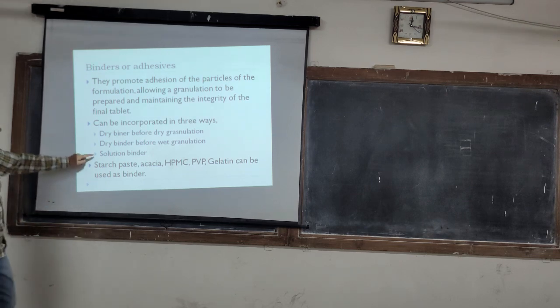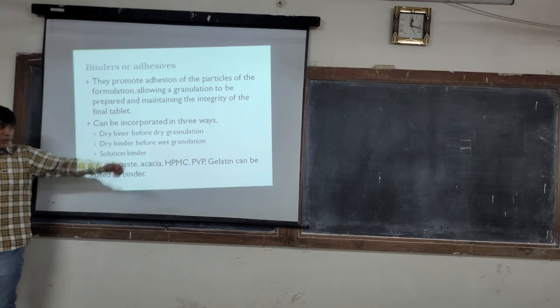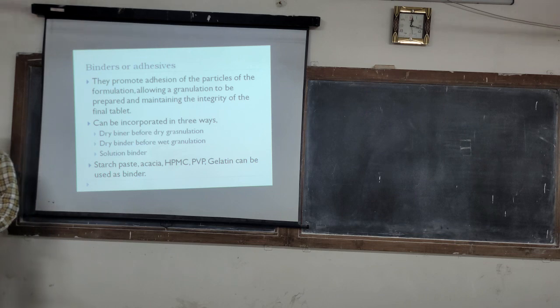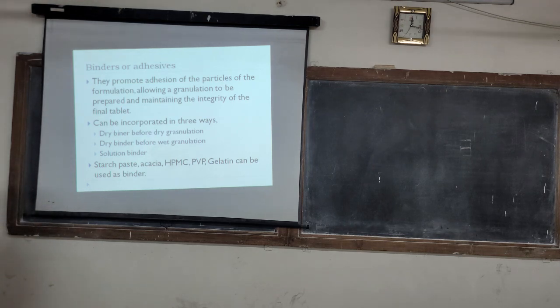Now, commonly used binders are starch paste, acacia, HPMC, PVP, gelatin. They can be used as a binder. Out of this, HPMC and PVP, polyvinyl pyrrolidone, can be incorporated as a dry binder. PVP is available under the brand name of Povidone. Okay? Povidone.